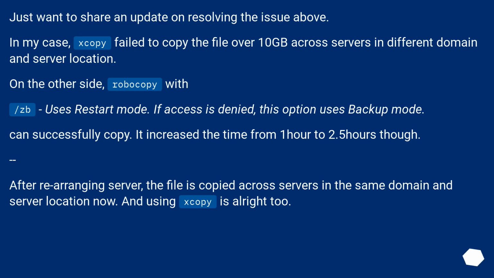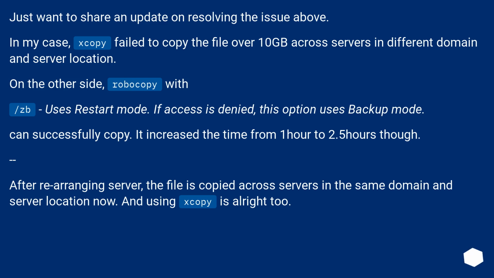Just want to share an update on resolving the issue above. In my case, xcopy failed to copy the file over 10 GB across servers in different domain and server location. On the other side, Robocopy with /ZB uses restart mode. If access is denied, this option uses backup mode. Can successfully copy. It increased the time from 1 hour to 2.5 hours though.